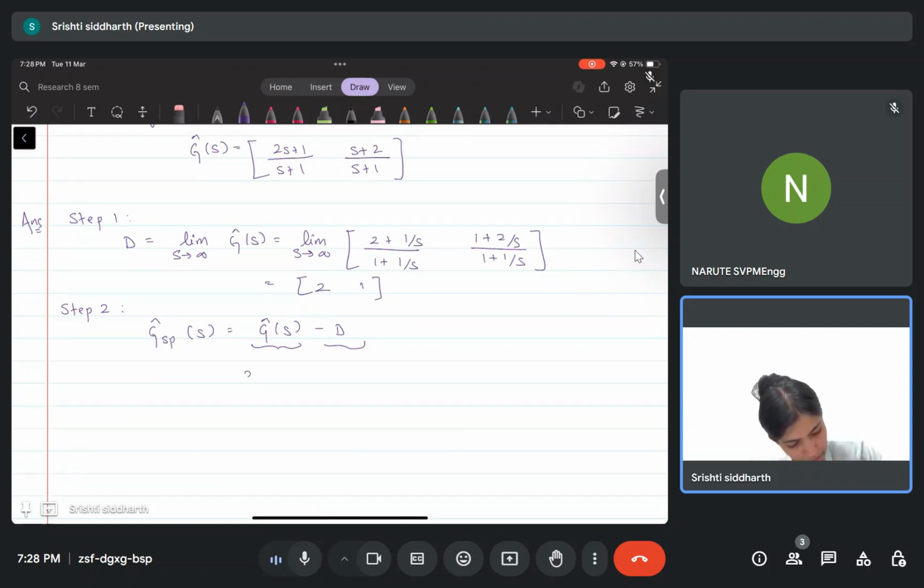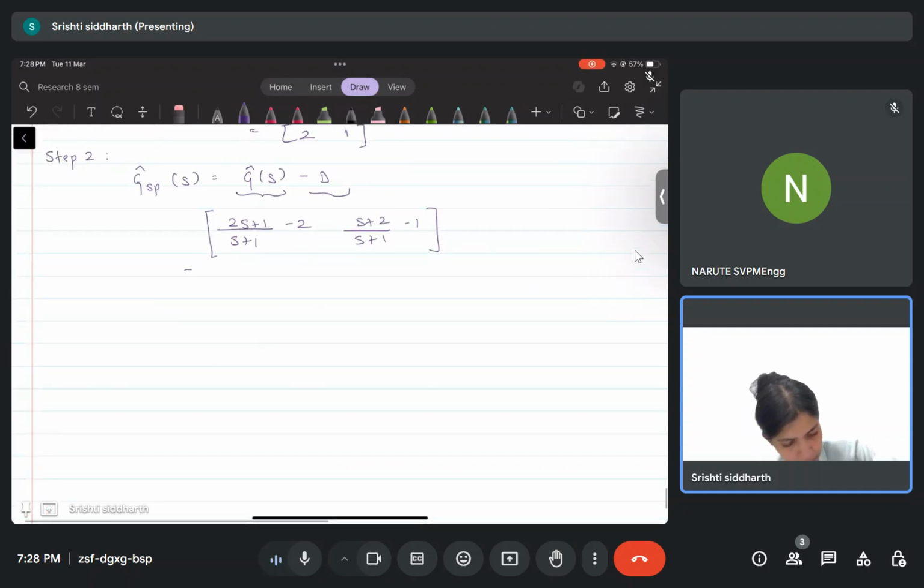First one is 2s plus 1 over s plus 1 minus 2. Then we have s plus 2 over s plus 1 minus 1. This becomes minus 1 over s plus 1, and then we have 1 over s plus 1. Okay, so now it is in strictly proper form.